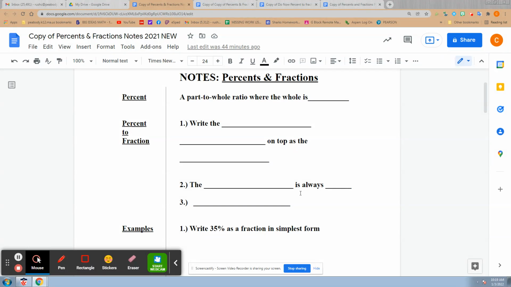Today we're going to start percents, and I'm going to help you fill in your percents and fractions notes. Today we're going to focus on turning a percent into a fraction and a fraction into a percent.